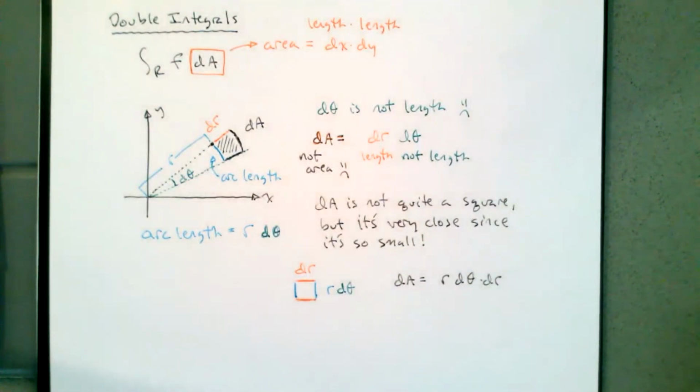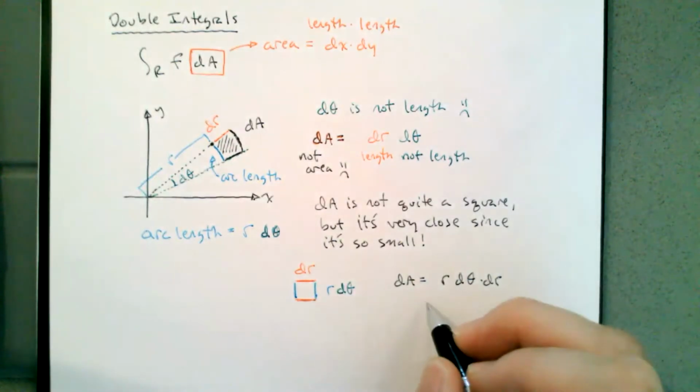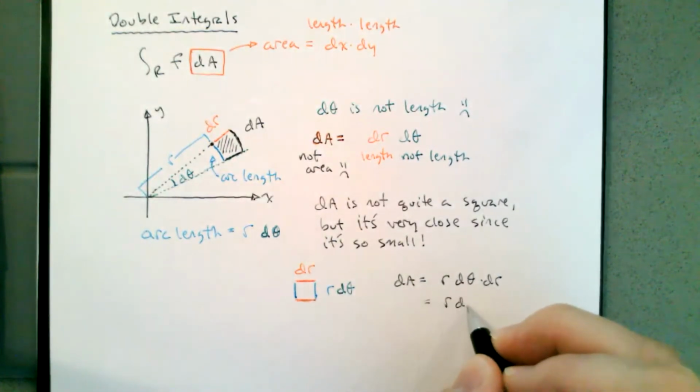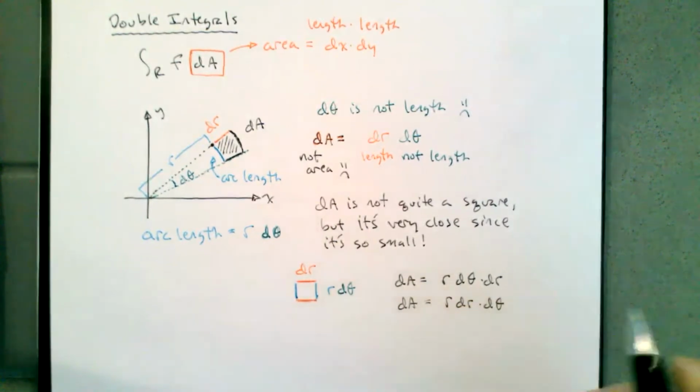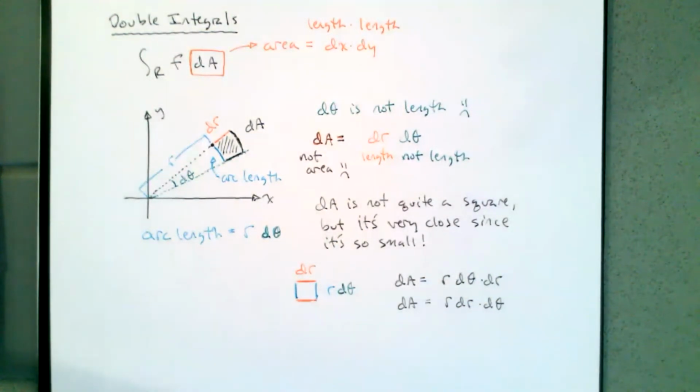We want to be able to switch the order. The r is just going to be pulled into the function. That's going to be something that we need to integrate along with the function. But the dr and the d theta we can put in any order we want. So we can also write it as r dr d theta. But we need to remember that that r is part of the dA.